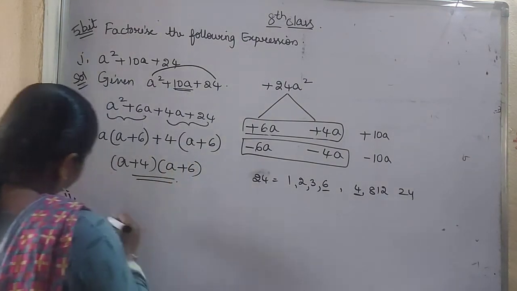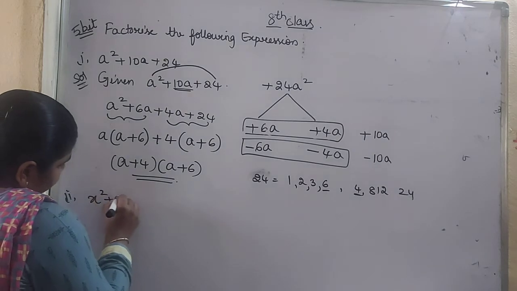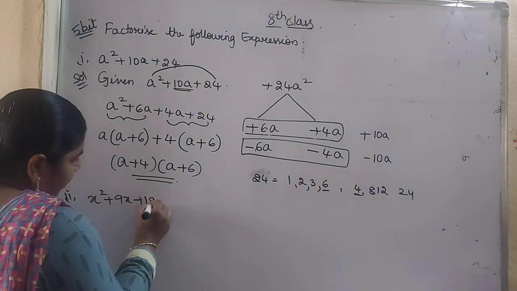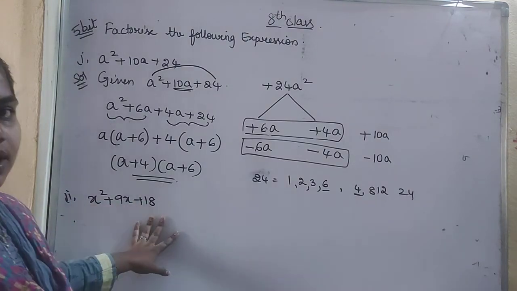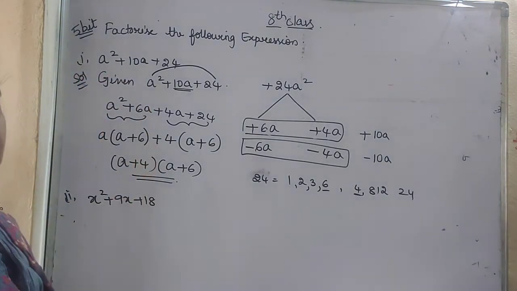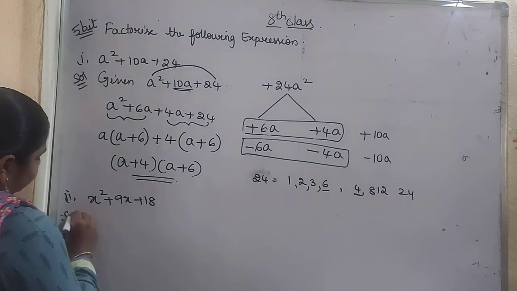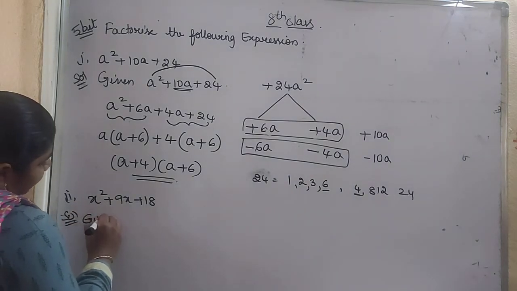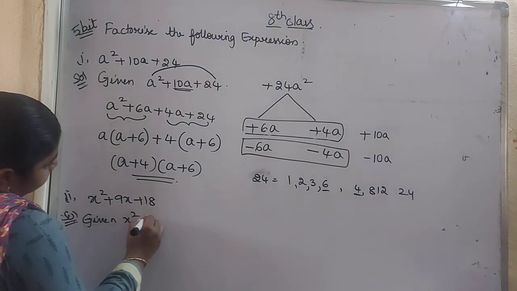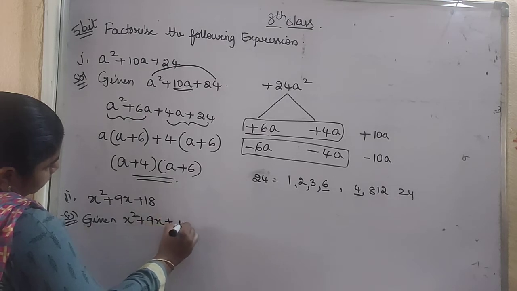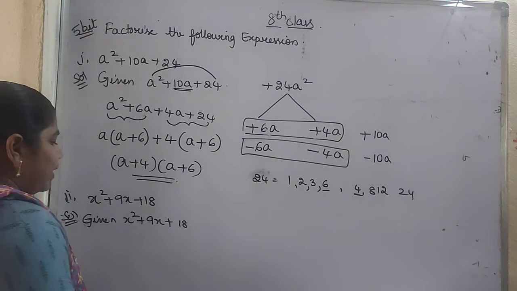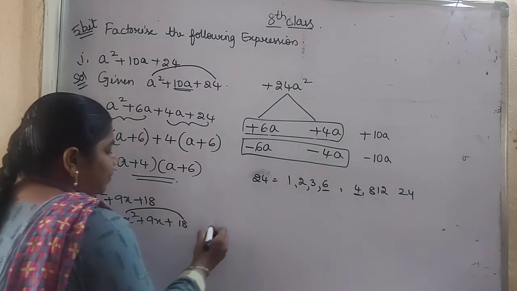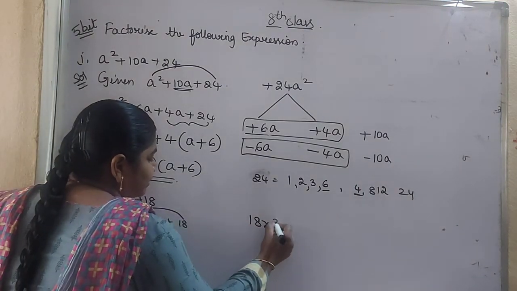Second one, x square plus 9x plus 18. Again the first term is a square value but the last term is not a square value, so we will apply the same method. First we have to multiply the first term and last term. These two we have to multiply, and that will be 18x square.